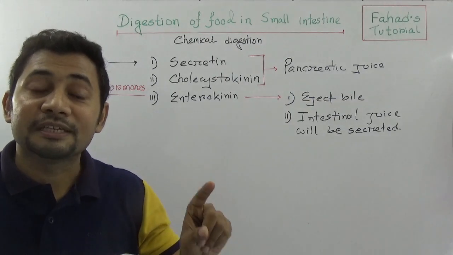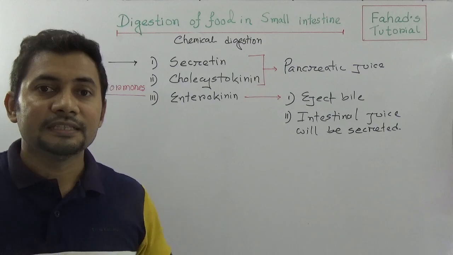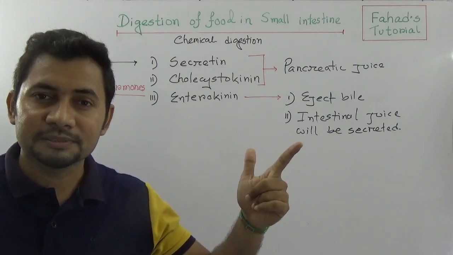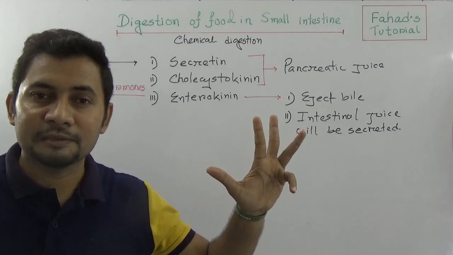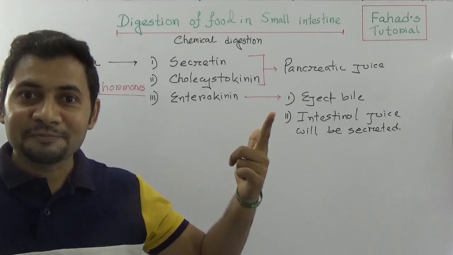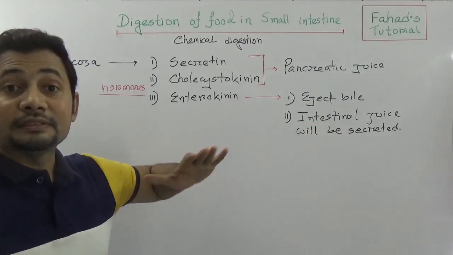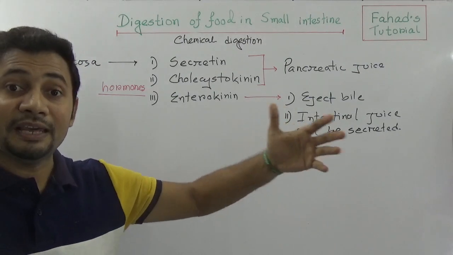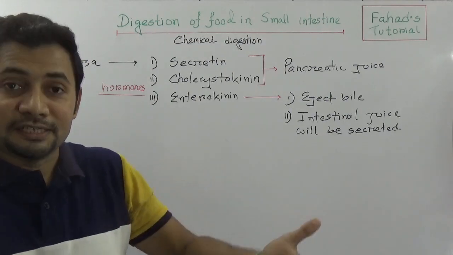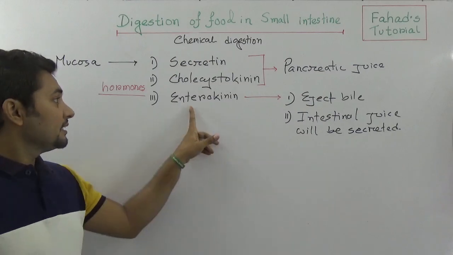And I hope you know that pancreatic juice is a combination of lots of enzymes: trypsin, chymotrypsin, lipase, phospholipase, enterase, lecithinase. There are a lot of things. So these secretions of the pancreas will be activated by the hormonal activity of cholecystokinin and secretin.